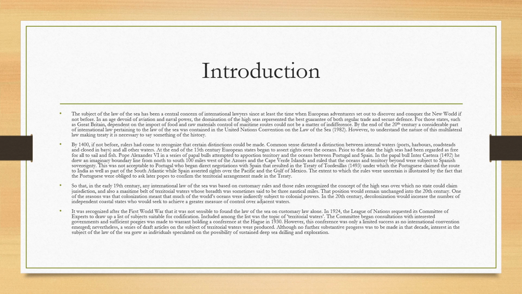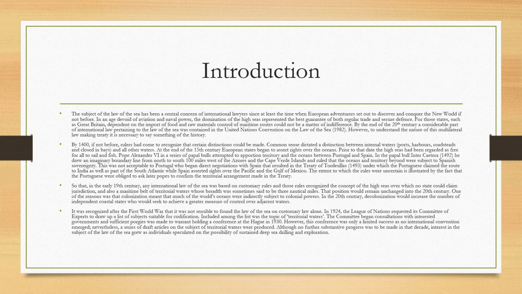This was not acceptable to Portugal, who began direct negotiations with Spain that resulted in the Treaty of Tordesillas, 1493, under which the Portuguese claimed the route to India as well as part of the South Atlantic, while Spain asserted rights over the Pacific and the Gulf of Mexico. The extent to which the rules were uncertain is illustrated by the fact that the Portuguese were obliged to ask later popes to confirm the territorial arrangement made in the treaty.